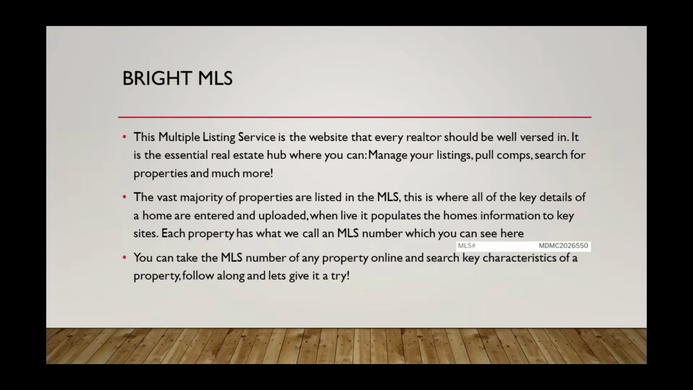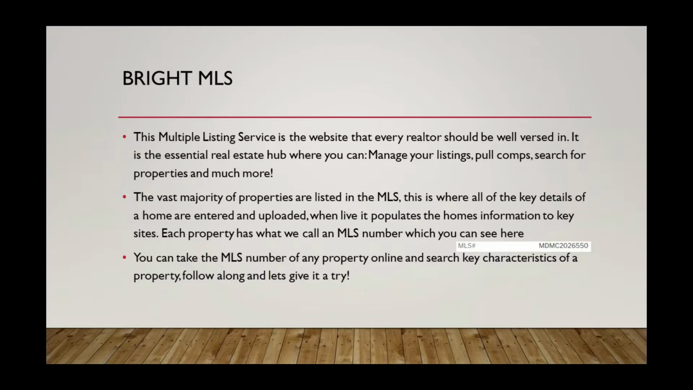The first real estate technology we'll be looking at is the Bright MLS. Now, if you're a new realtor, you should become pretty familiar with the Bright MLS. It's called the Multiple Listing Service, and this is the website that every realtor should be well versed in. It is the essential real estate hub where you can manage your listings, pull comps, search for properties, and much more. The vast majority of properties are listed in the MLS. This is where all the key details of a home are entered and uploaded. It populates the home's information in key sites.